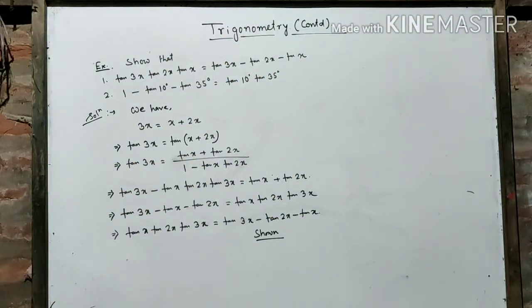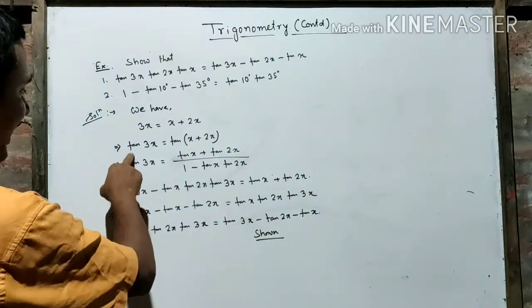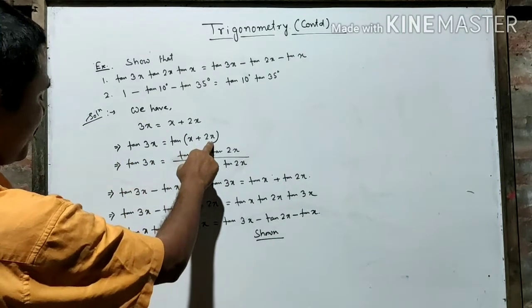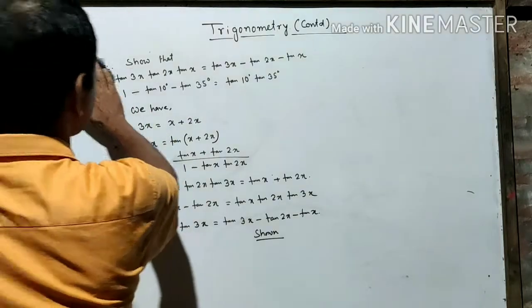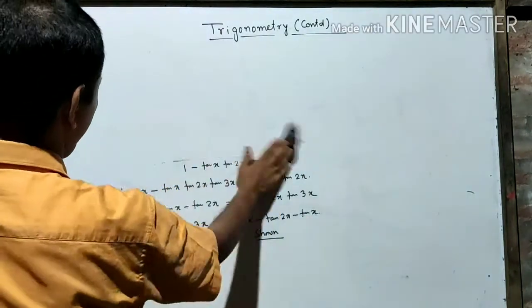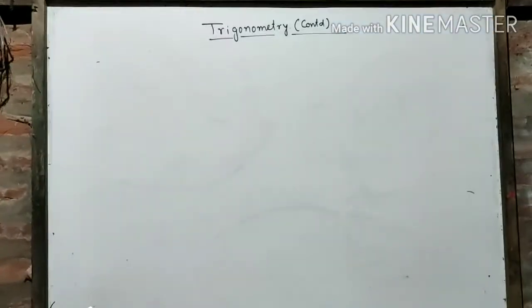The second one, it's left up to you. What you will do? 45 degree is equal to 10 degree plus 35 degree. Then tan of 45 degree is equal to tan of 10 degree plus 35 degree. Then expand with the formula tan of a plus b, and that will solve the problem. This is your homework. Question number 2 is your homework. Next.